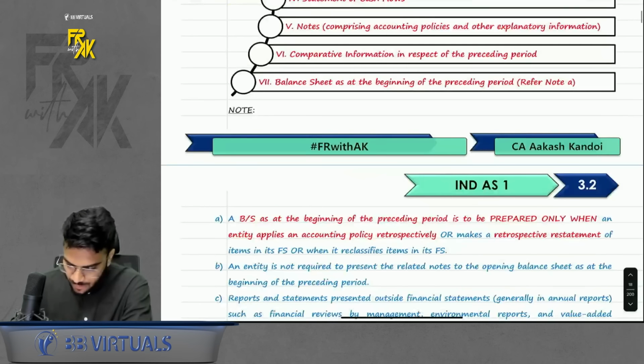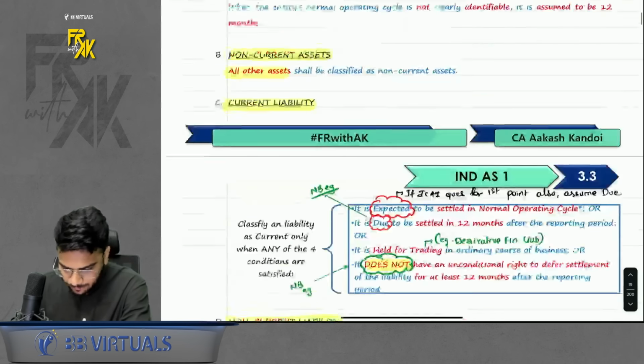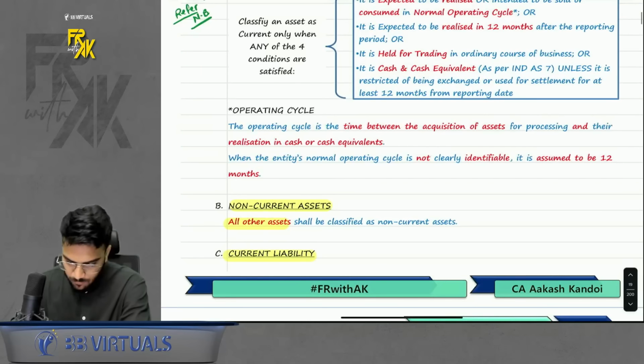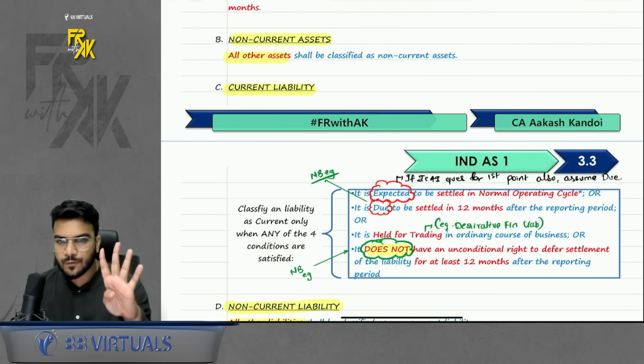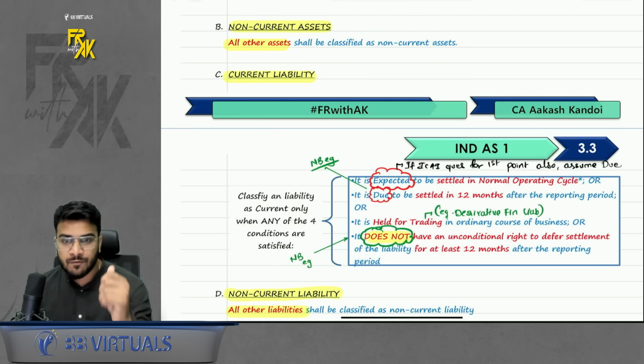Similarly, we were given the definition of current liability also. Acha, what is non-current asset? Whatever is not falling above will come under non-current. Acha. Current liability. Again 4 conditions, but here instead of expected, check for the word due.